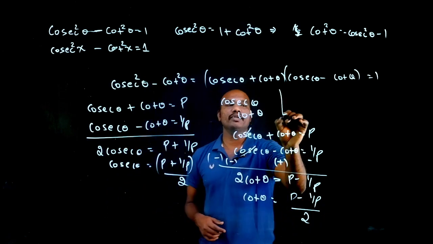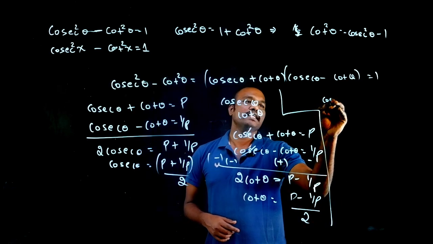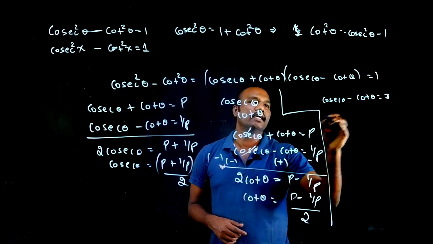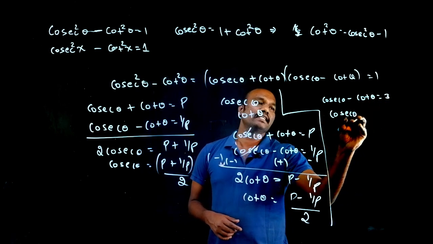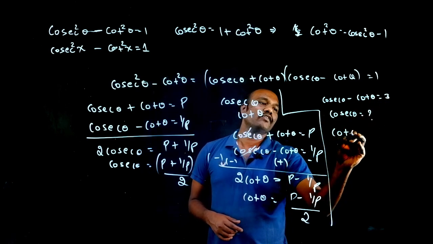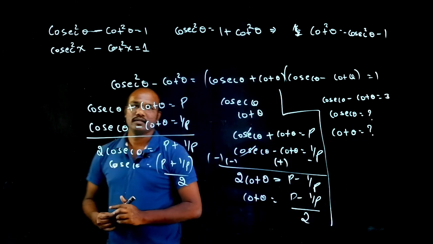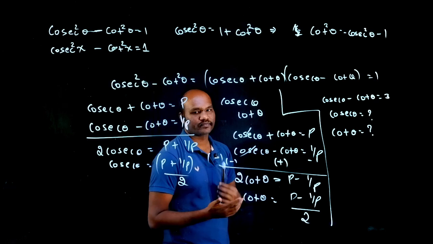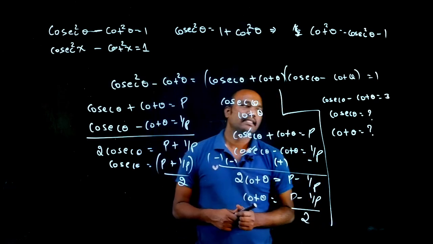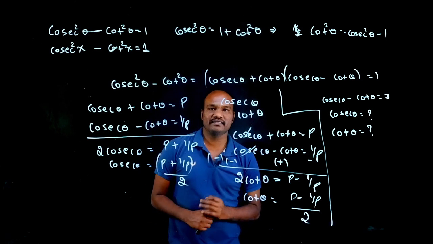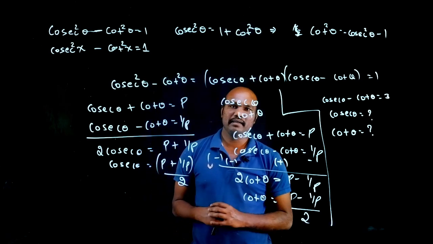So my next question to you: if cosecant theta minus cot theta is equal to 3, can you tell me the value of cosecant theta? Can you tell me the value of cot theta? Can you try both of that? Can you do this? Yes, you can. If you can do this, all the square things you can definitely do and learn very properly.